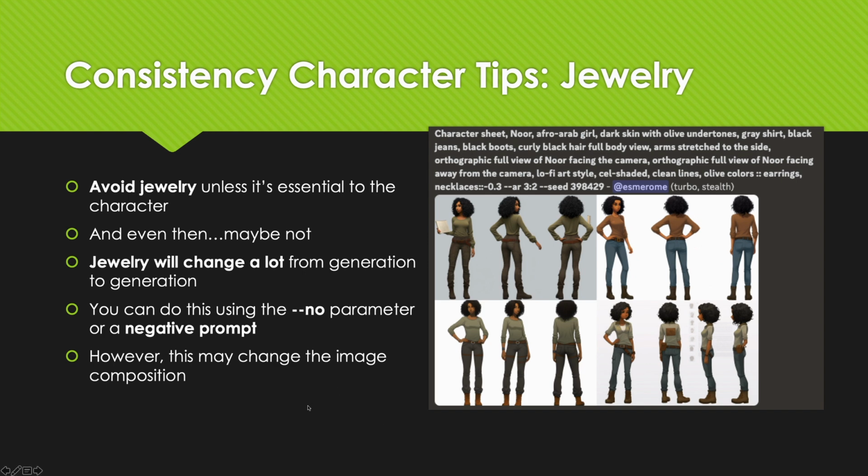And for jewelry, jewelry is very difficult to get consistent from one generation to the next. Avoid jewelry unless it is absolutely essential to the character, and even then, maybe it's better to add it later on. Jewelry is like tattoos. It will change a lot from generation to generation. And you can avoid jewelry by using the --no parameter for a negative prompt. This could change the image composition, but that's how it is.